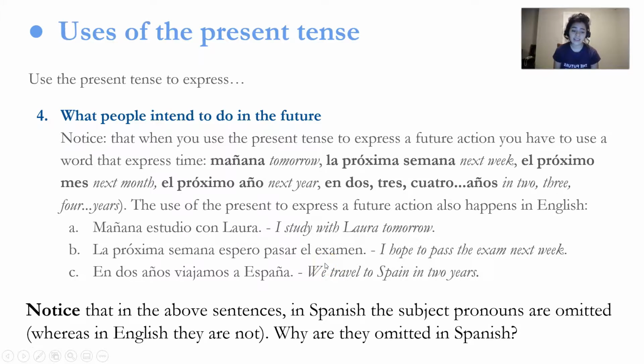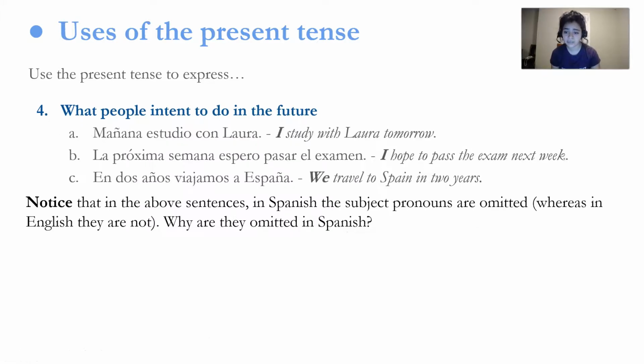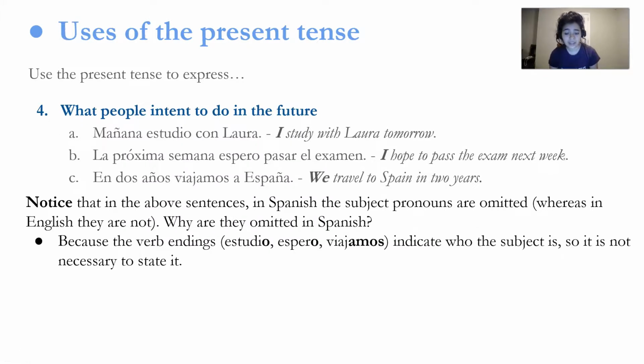So why are the subject pronouns omitted in Spanish? Well, because the verb endings, for example, estudio, espero, viajamos, indicate already who the subject is. So it is not necessary to state it. Whereas in English, you can say, we travel, you travel, they travel. So it's necessary to use the subject pronouns in English to show who the subject is. But in Spanish, it's already implied in the verb conjugation.